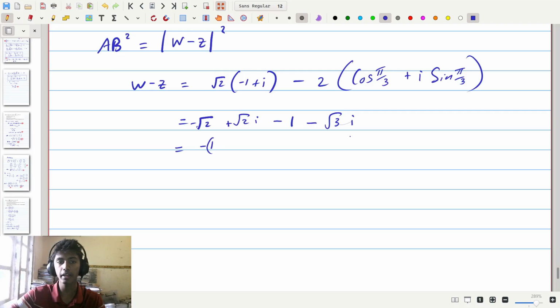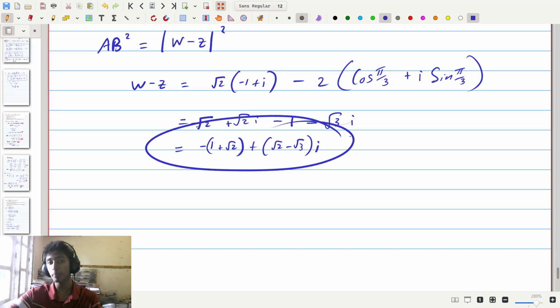We'll put a bracket with the minus on the outside, minus 1 plus square root of 2 for the real part, and then we have root 2 minus root 3 for the imaginary part. So we have plus root 2 minus root 3, or we could write minus root 3 minus root 2. It's all right, we can just write it like this, times i. So this is going to be the complex number that we have.